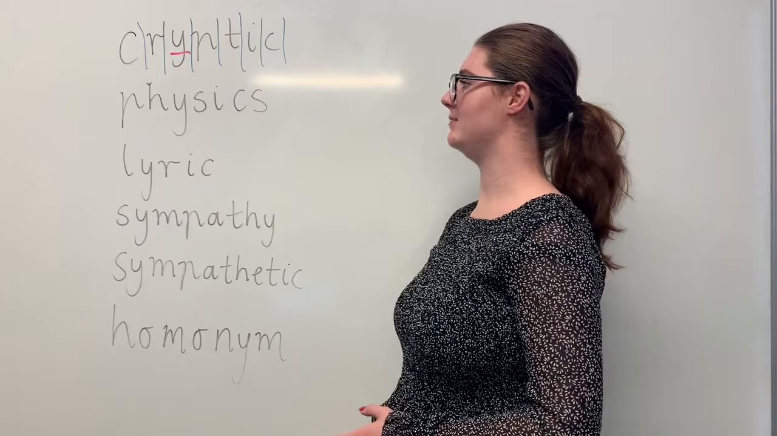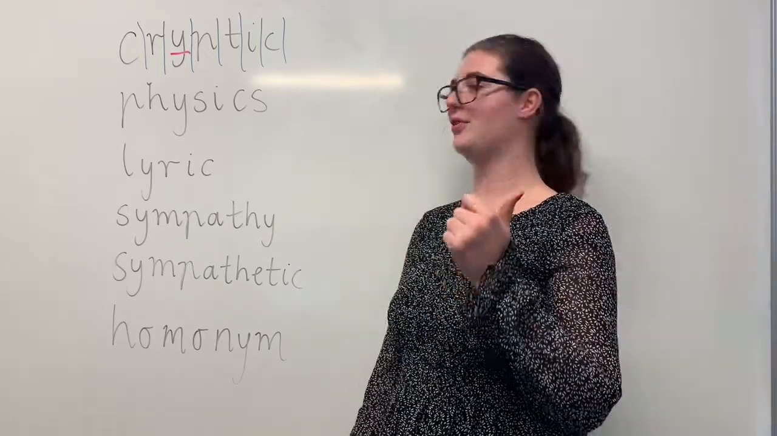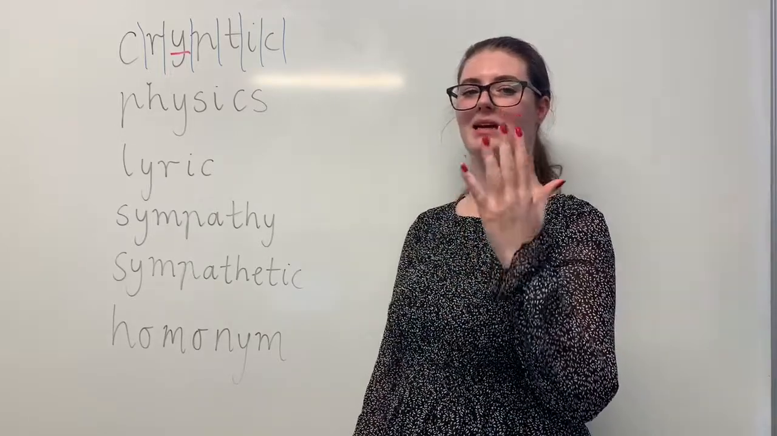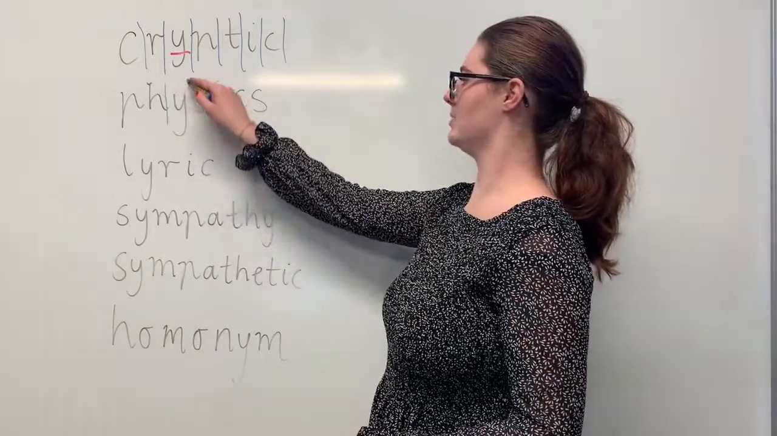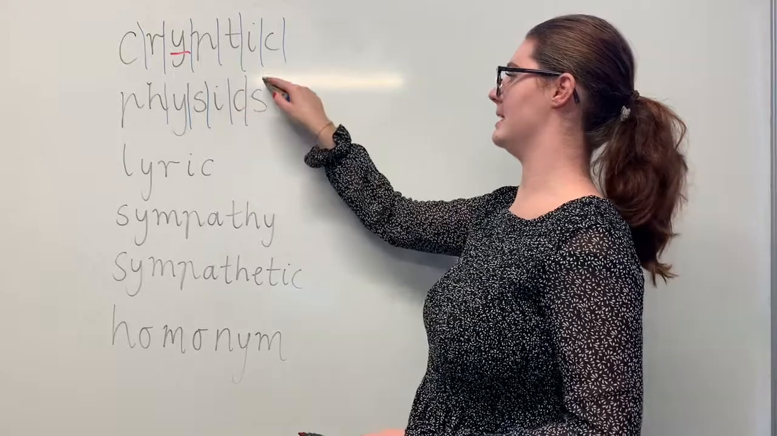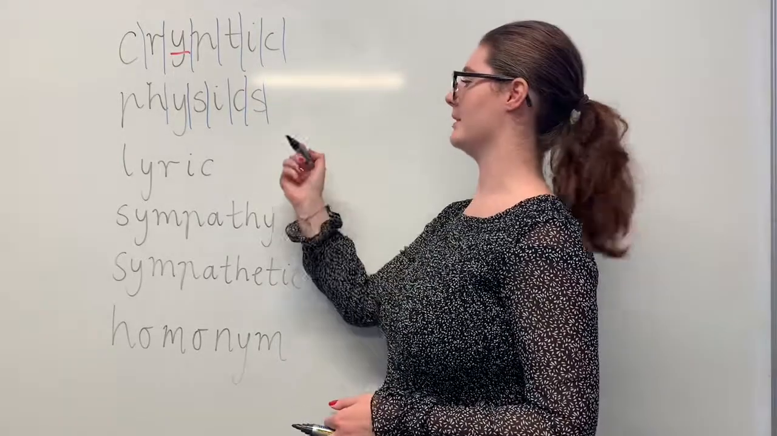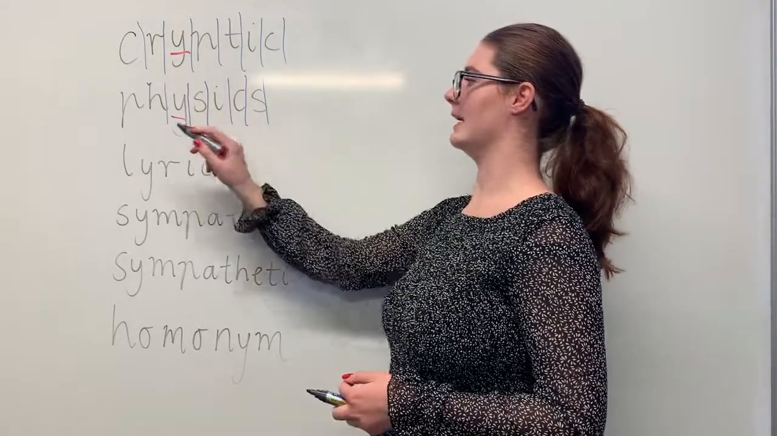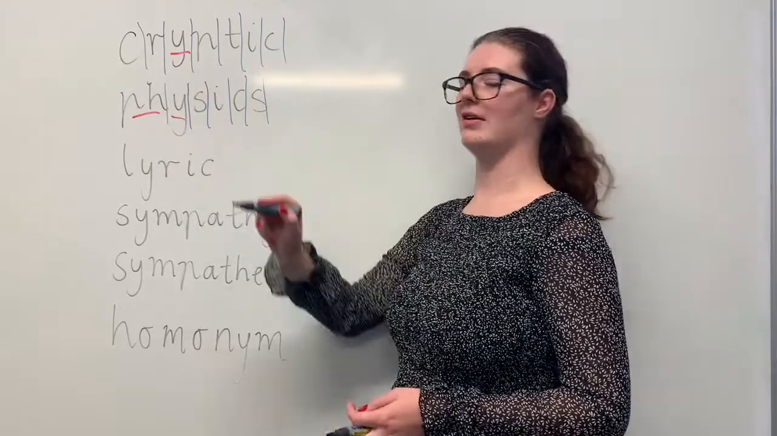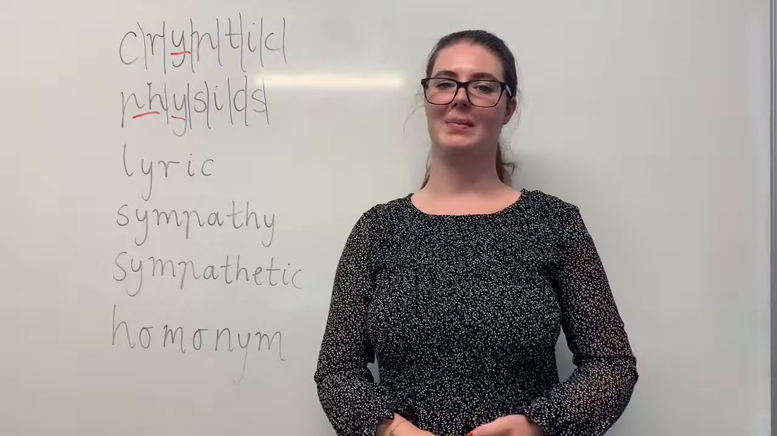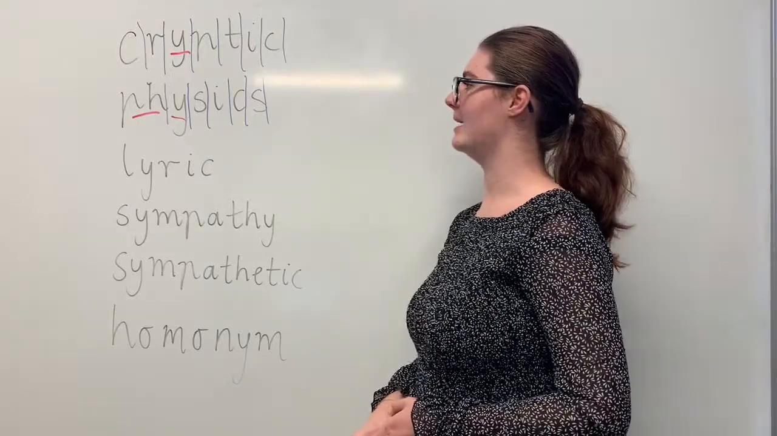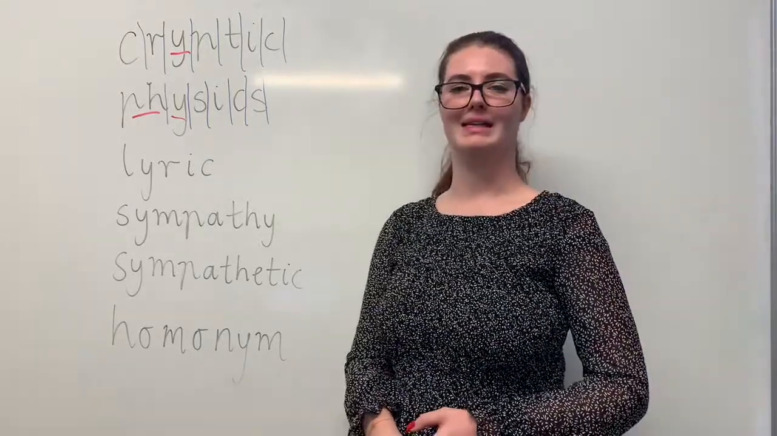The sounds in physics are F, I, S, I, K, S. The letters in physics are P-H, Y, S, I, C, S. The part we need to remember is the Y graph making the I sound, but also the PH digraph making the F sound. Can you teach it to me? Physics. P-H-Y-S-I-C-S. Our next word is lyric.